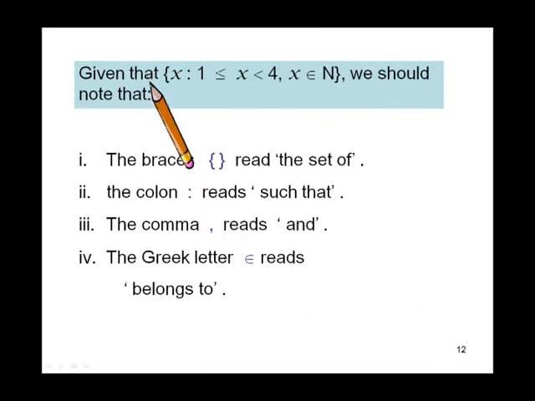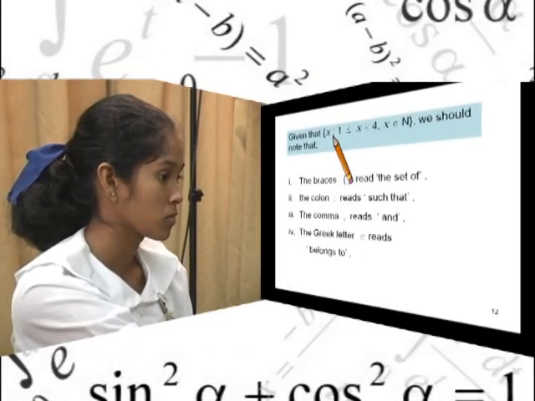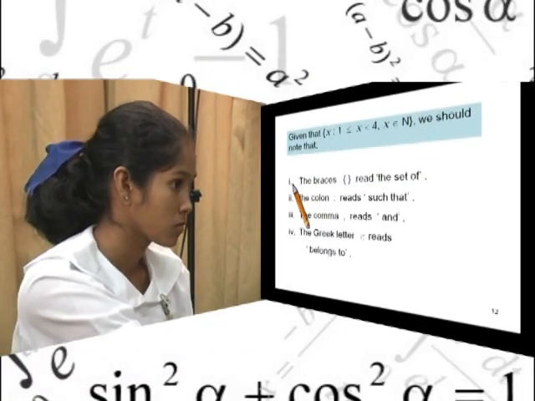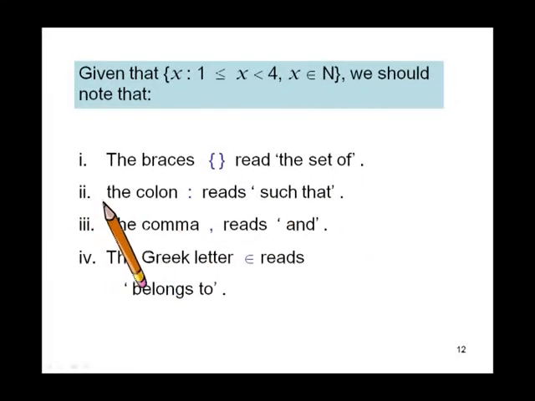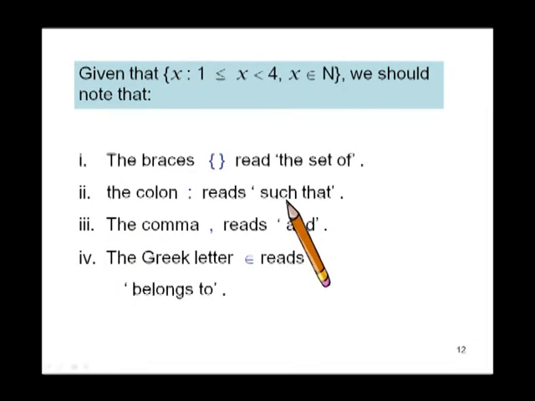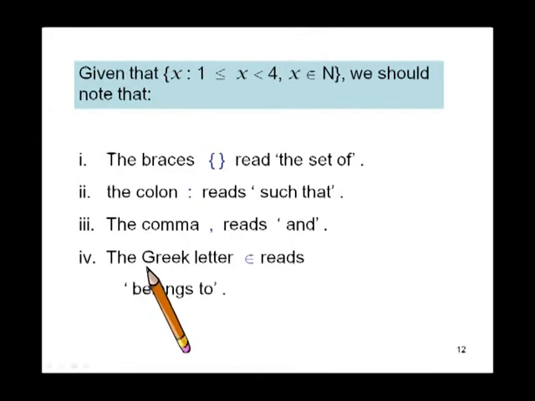Given that, we should note that: 1. The braces read the set of. 2. The colon reads such that. 3. The comma reads and. 4. The Greek letter ∈ reads belongs to.